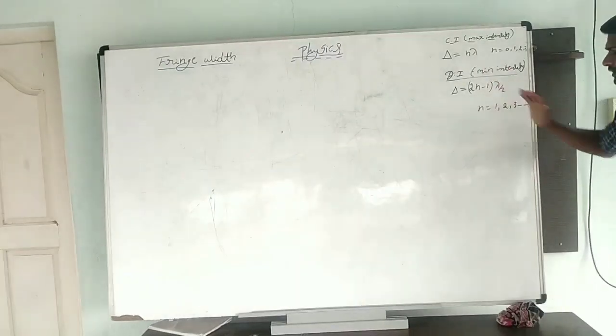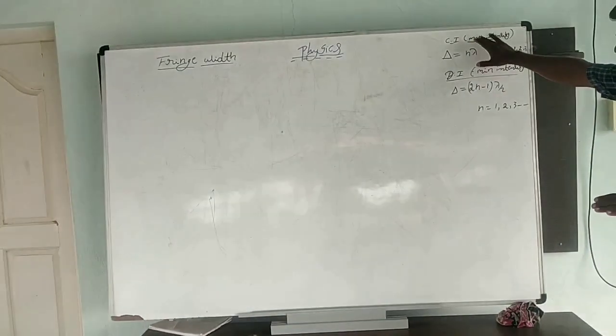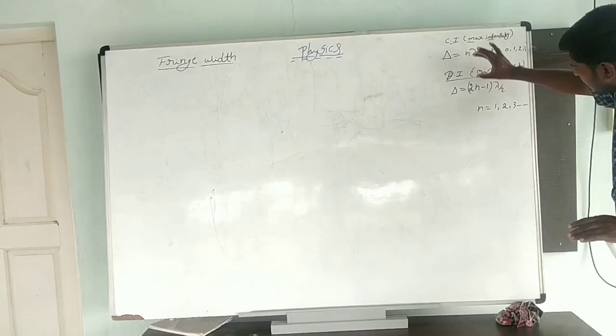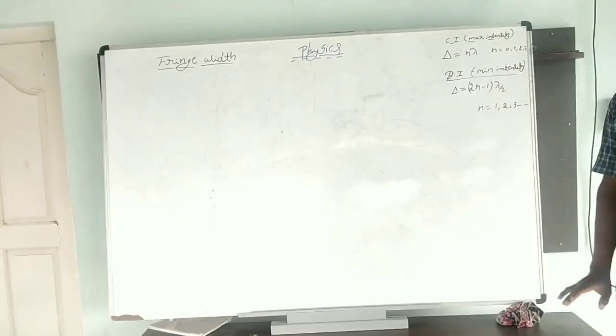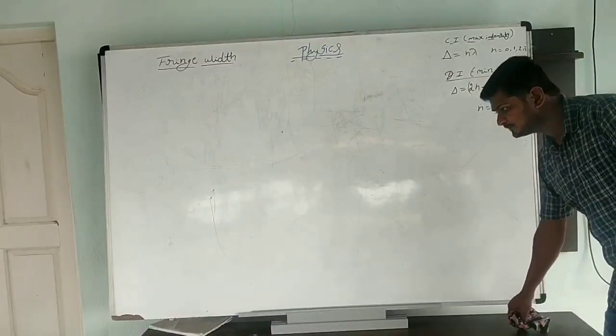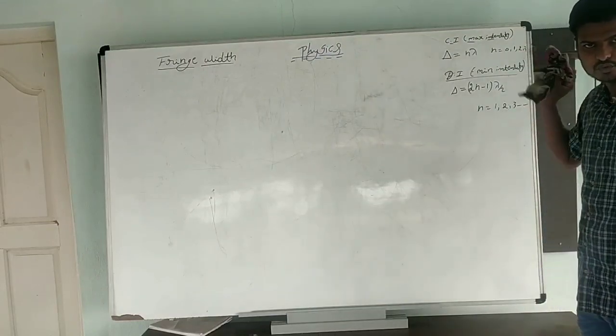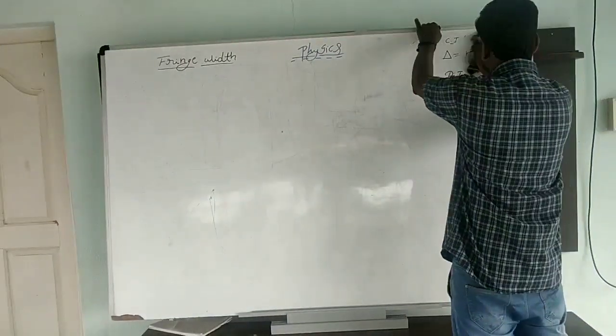I am going to use this in my derivation. Keep in mind, this is the path difference for constructive interference, and this is the path difference for destructive interference. Clear? This is the basic thing I am going to use in my derivation.